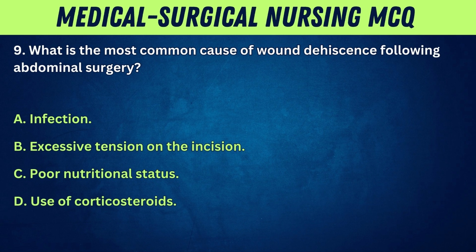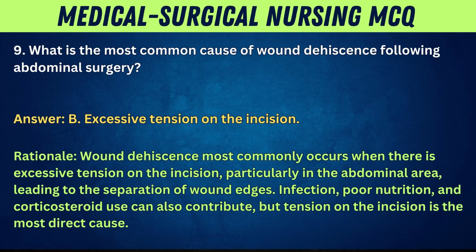9. What is the most common cause of wound dehiscence following abdominal surgery? A. Infection. B. Excessive tension on the incision. C. Poor nutritional status. D. Use of corticosteroids. Answer: B. Excessive tension on the incision.